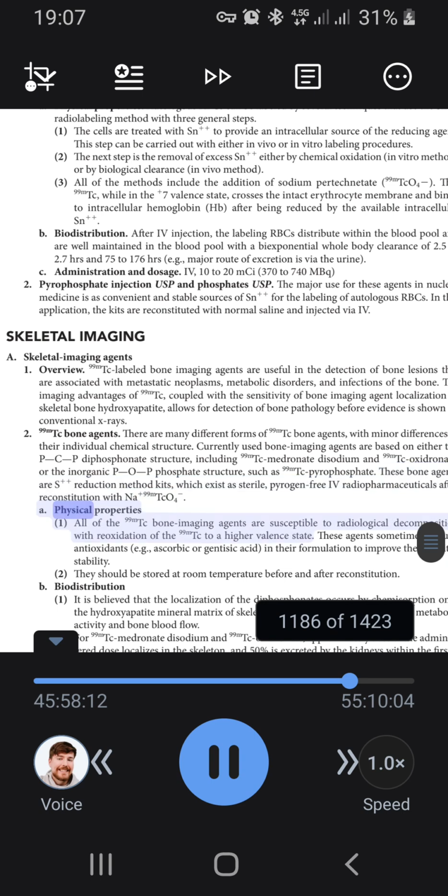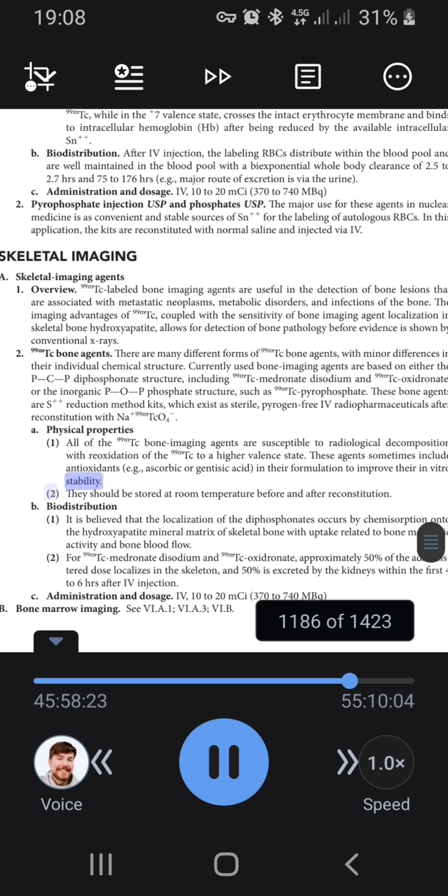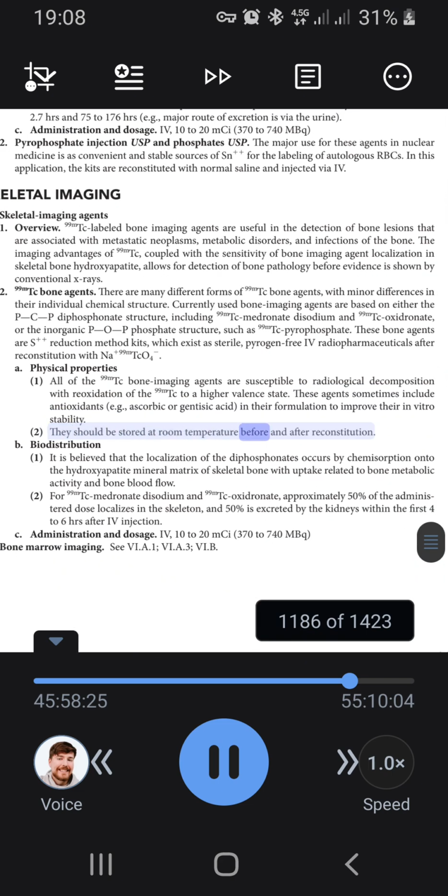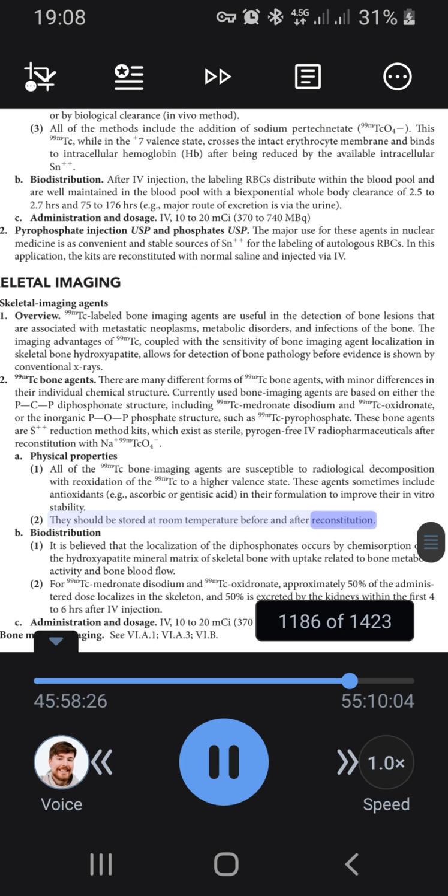NaTcO4 (sodium pertechnetate Tc 99m). Physical properties. 1. All of the 99mTc bone imaging agents are susceptible to radiolytic decomposition, with reoxidation of the 99mTc to a higher valence state. These agents sometimes include antioxidants, for example, ascorbic or gentisic acid, in their formulation to improve their in vitro stability. 2. They should be stored at room temperature before and after reconstitution.